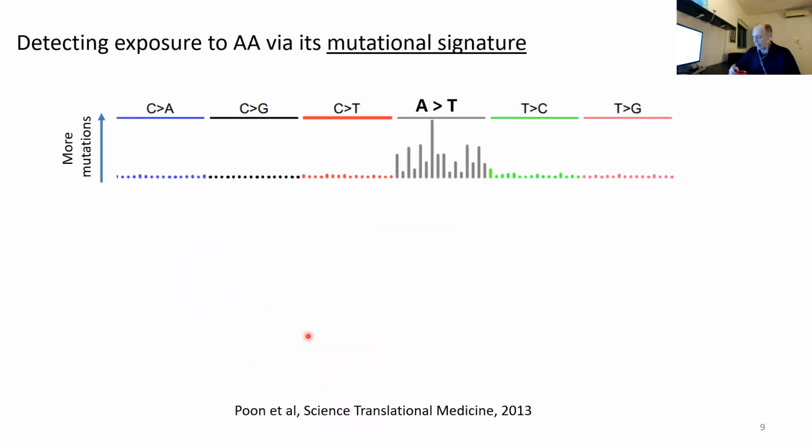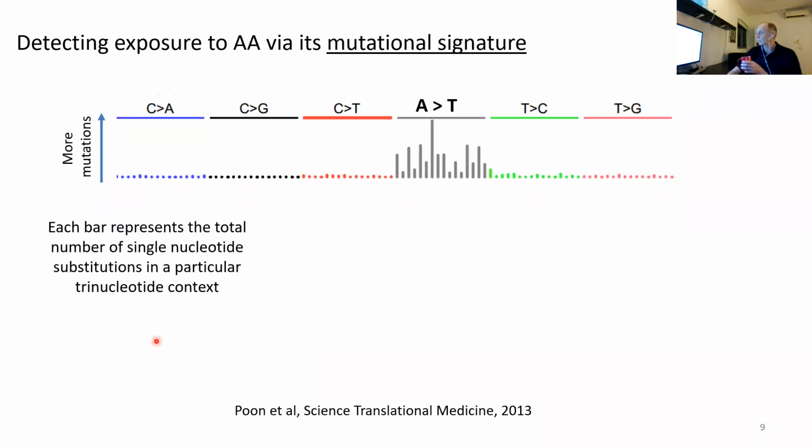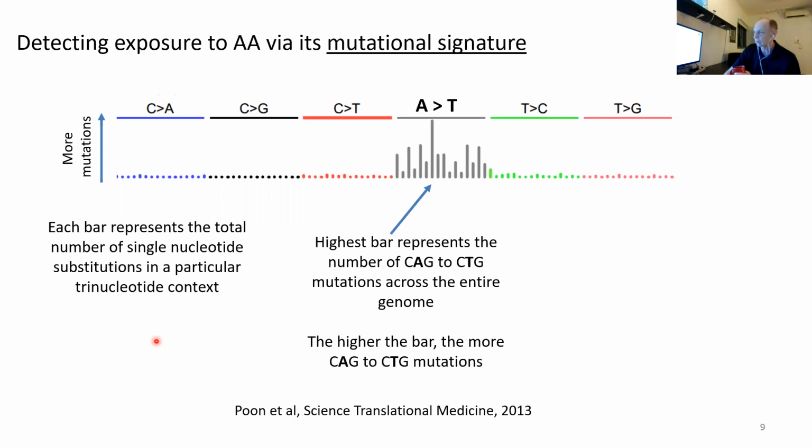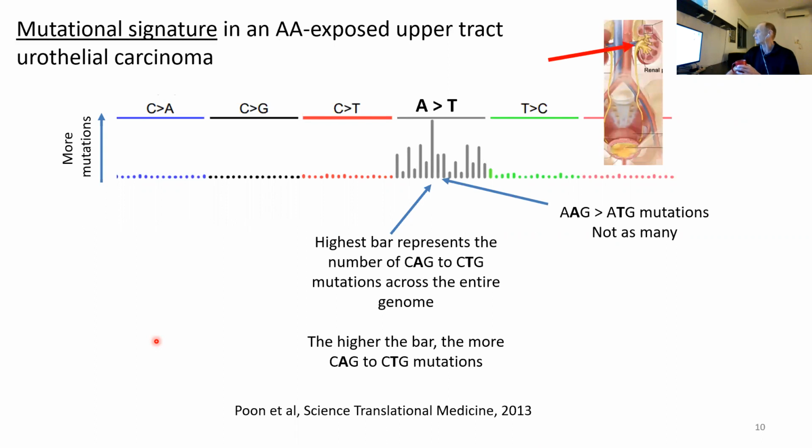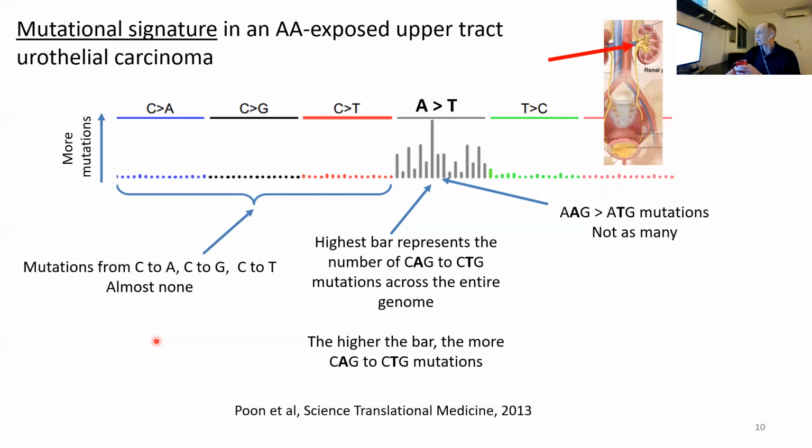And then here is that trinucleotide mutational signature or spectrum that Jesse was referring to. In this plot, each bar represents the total number of single nucleotide substitutions in a particular trinucleotide context. So the highest bar there represents the number of CAG to CTG mutations across the entire genome. So the higher the bar, the more CAG to CTG mutations. AAG to ATG mutations are there, but not as many. And there are very few mutations from C to A or C to anything.